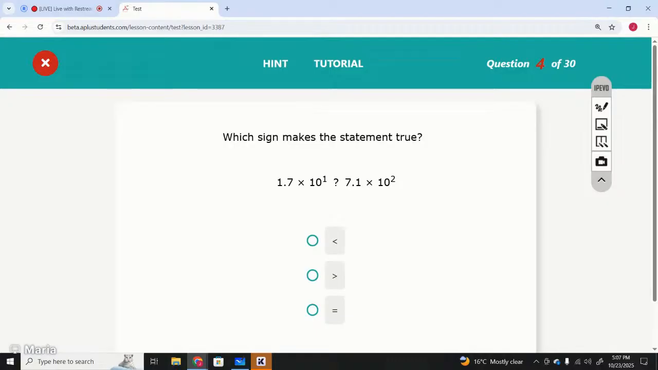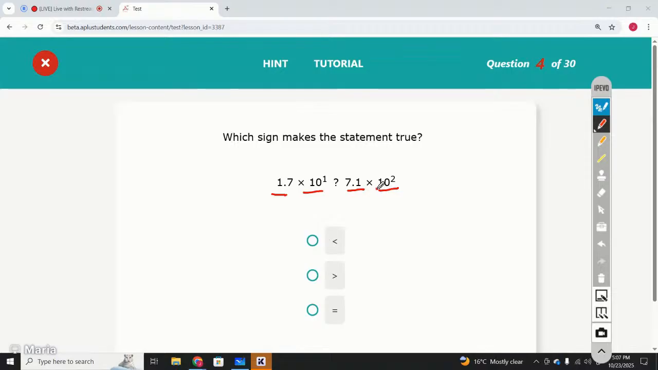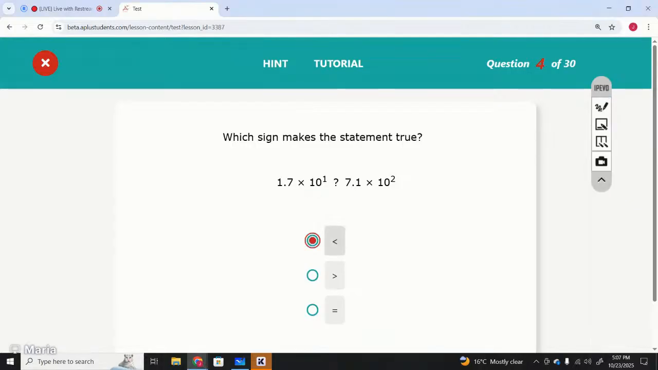Which sign makes the statement true? 1.7 times 10 exponent 1 and 7.1 times 10 exponent 2. 10 exponent 2 is greater than 10 exponent 1. So 1.7 times 10 exponent 1 is less than 7.1 times 10 exponent 2. If the exponent is greater, you don't have to look at the coefficient.